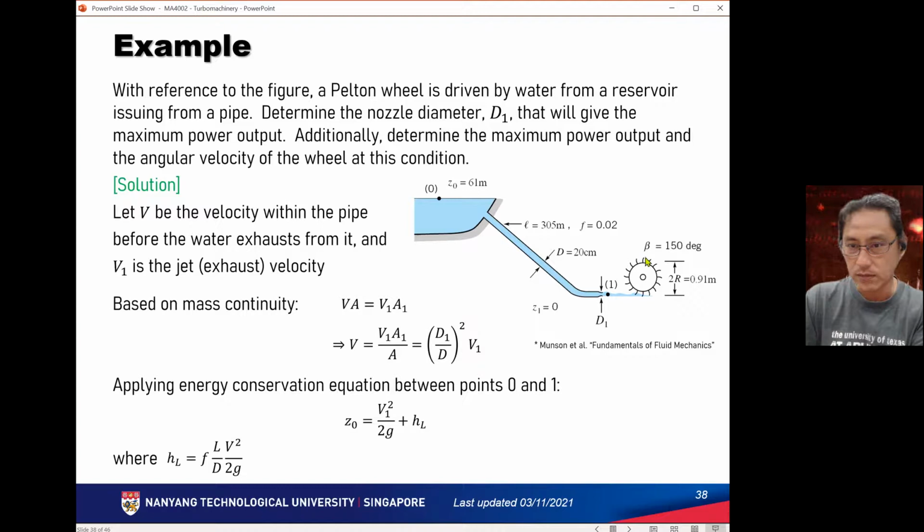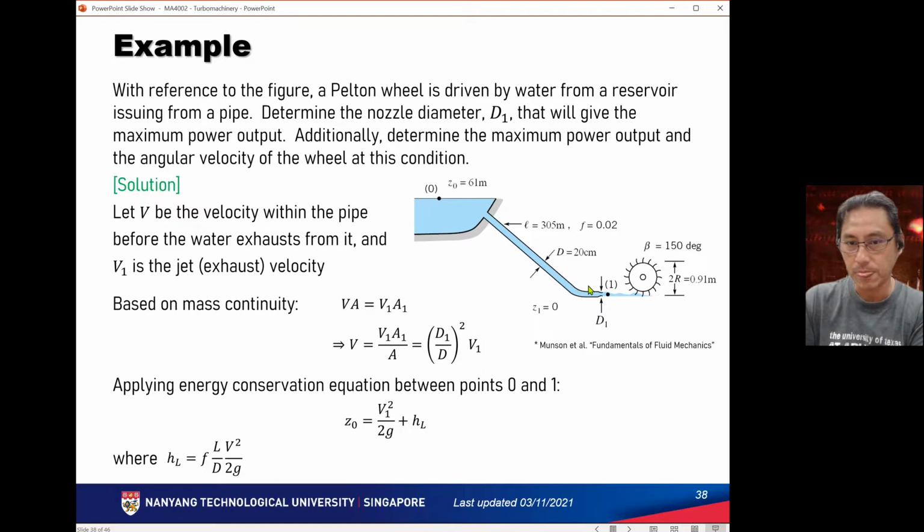We have a Pelton wheel here. We're told that the diameter of the Pelton wheel is 0.91 meters. The angle beta is 150 degrees. That's the reservoir, and the reservoir has an elevation head of 61 meters as compared to point 1. So let's say this is point 0, this is point 1. At point 1, Z1 is equal to 0. At point 0, Z0 equals 61 meters. That's quite a bit of elevation head here, isn't it?